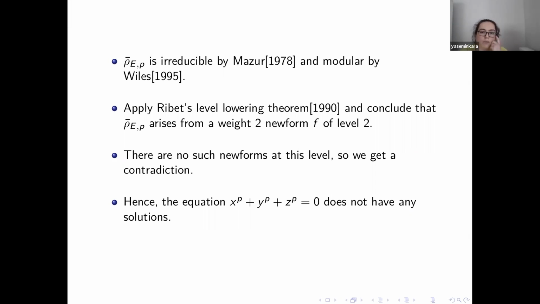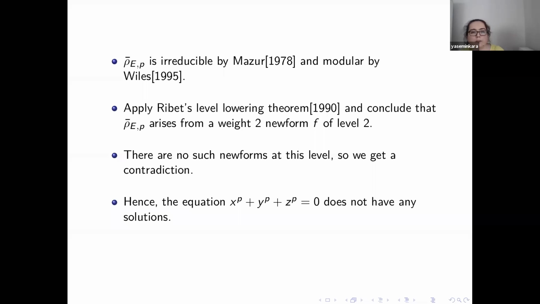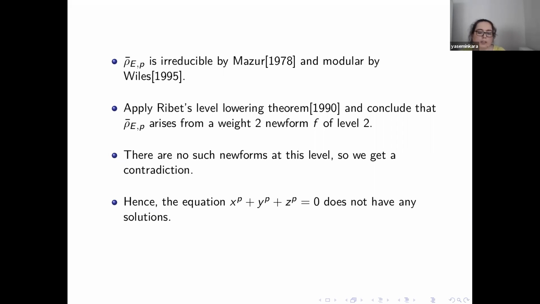And Wiles proved that semi-stable elliptic curves are modular over the rationals. So that means there is a newform that you can attach to your Frey curve. Then you apply Ribet's level lowering theorem and conclude that these representations arise from a weight 2 newform f of level 2.